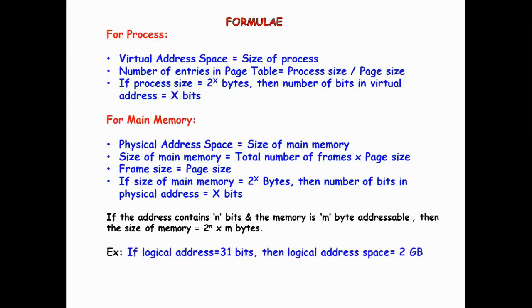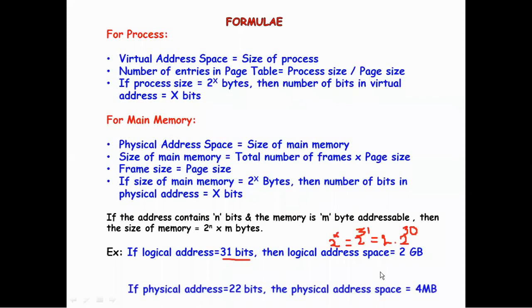If logical address is equal to 31 bits, then logical address space is equal to 2 GB. Let us see how 2 GB is arrived. The logical address space is usually written in terms of 2 power x. So this is equal to 2 power, the value for x is 31. 2 power 31 can be written as 2 into 2 power 30. So 2 into 2 power 30, this 2 power 30 is nothing but 1 GB. So 2 into 1 GB is equal to 2 GB. This is how the calculation is arrived at.